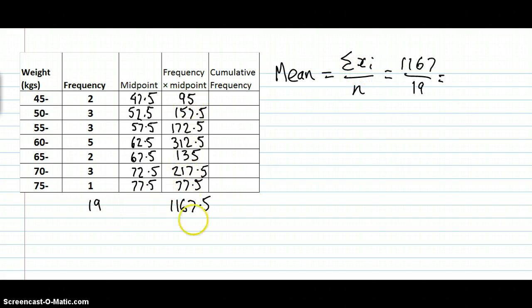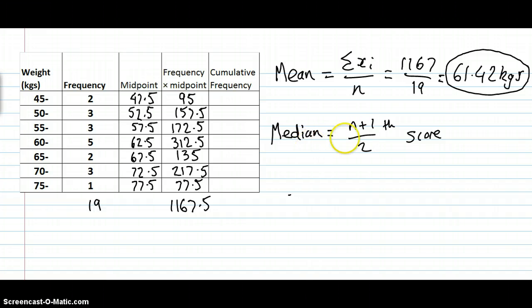Well, we've done that. We've added them up to get this number down here, 1167.5. So we can put that up here. That's the sum of all our scores, and then we can divide it by 19, which is our total number of scores, all the frequencies added together. And when we put that in a calculator, we get this is the mean.